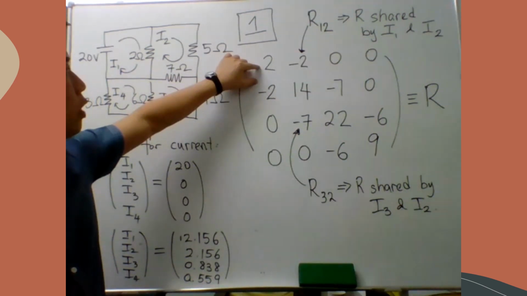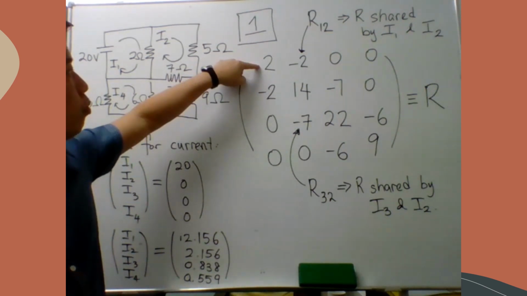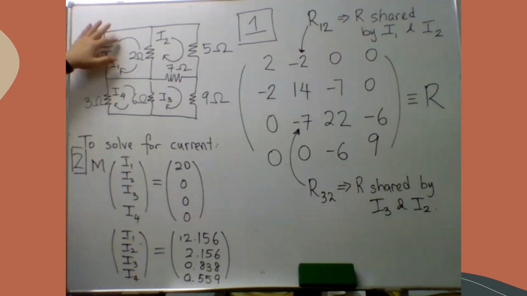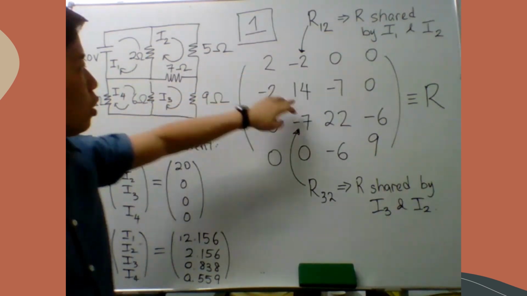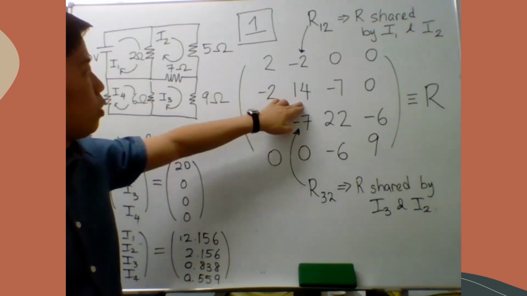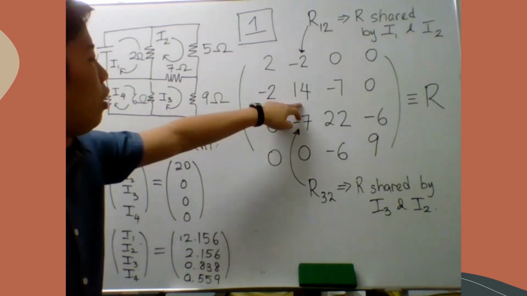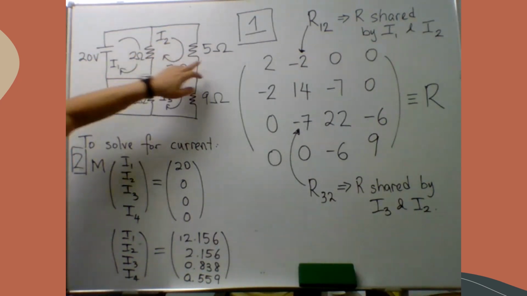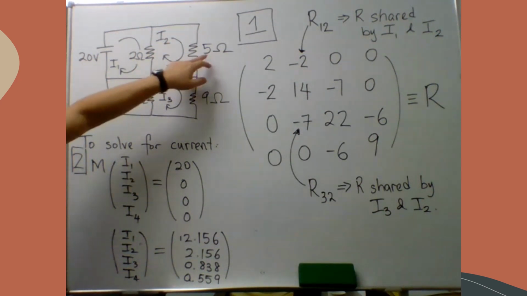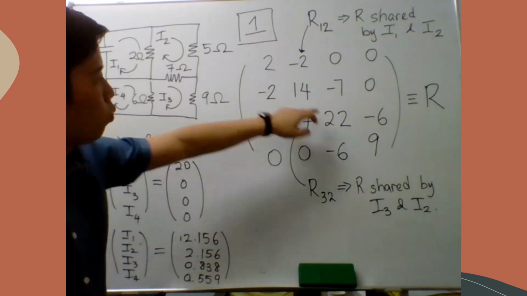So this is the resistance that is going to be felt by current number 1. The current 1 is going to be on this part, and the only resistance that you have is 2. So this is going to be 2. Then the next diagonal element is going to be R22, the resistance that is felt by current number 2. Current number 2 is over here. So the total resistance is going to be 5 plus 7 plus 2, and this will give you 14.